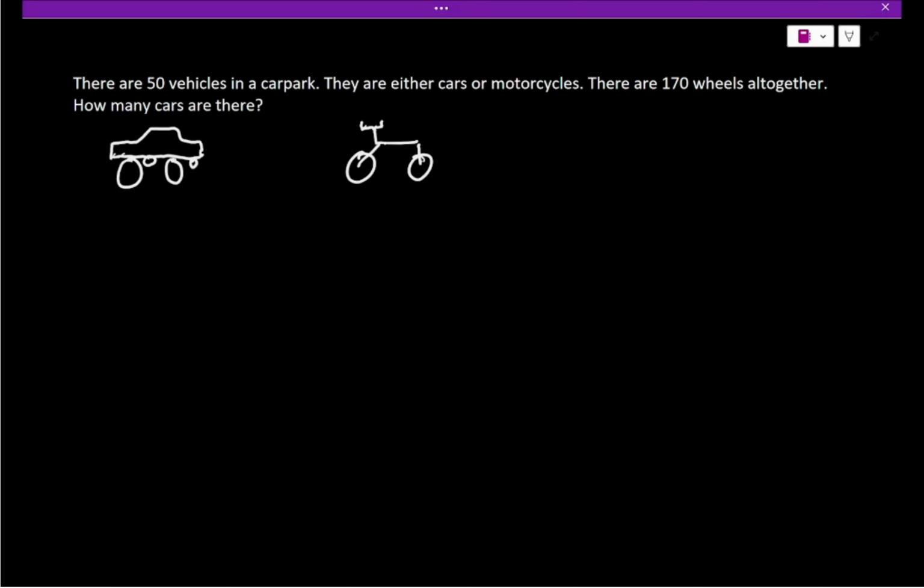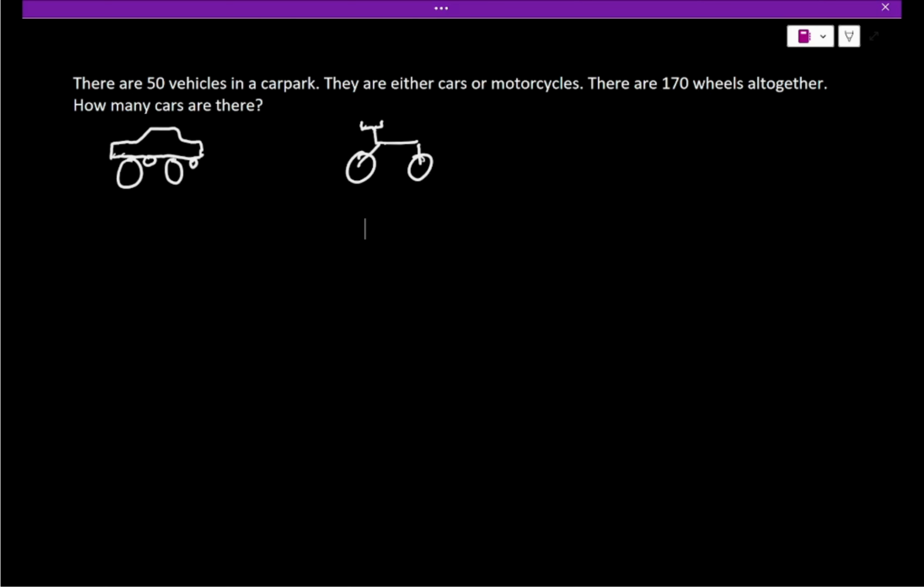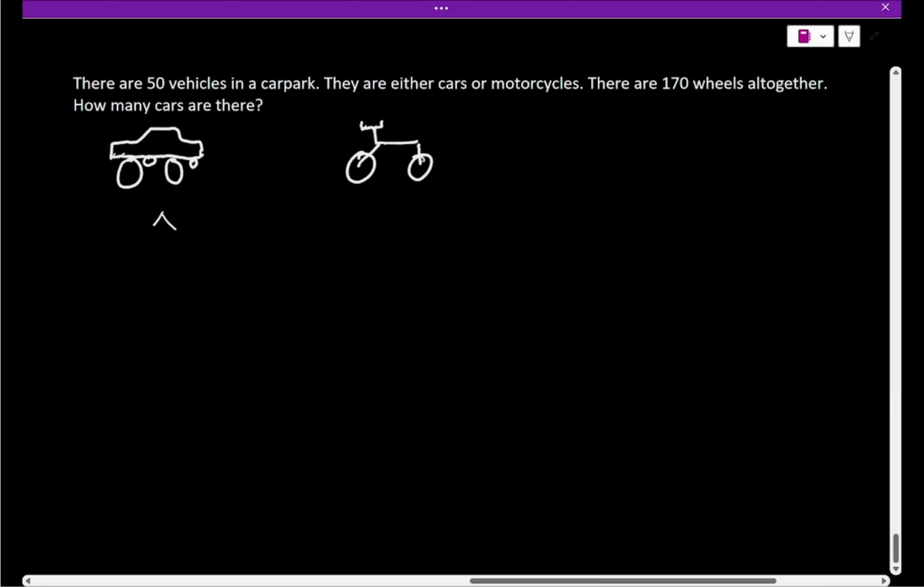Well, one way is we could just repeatedly try values of number of cars and number of motorcycles until we find one that matches 170. But perhaps there's a more efficient way. So let's start us off with some general knowledge. A car has 4 wheels and a motorcycle has 2 wheels.